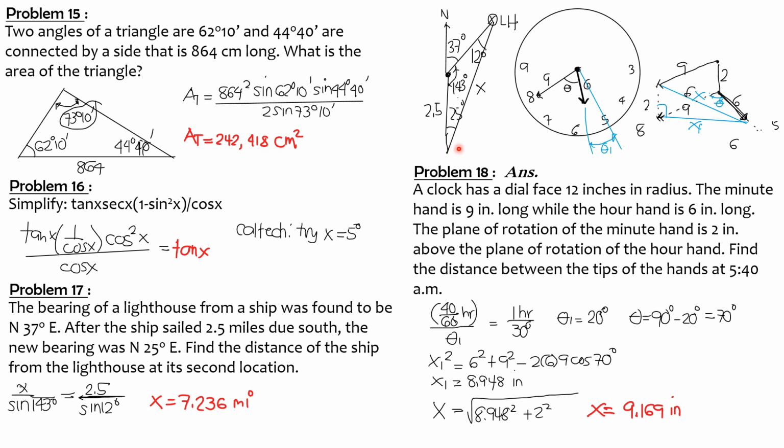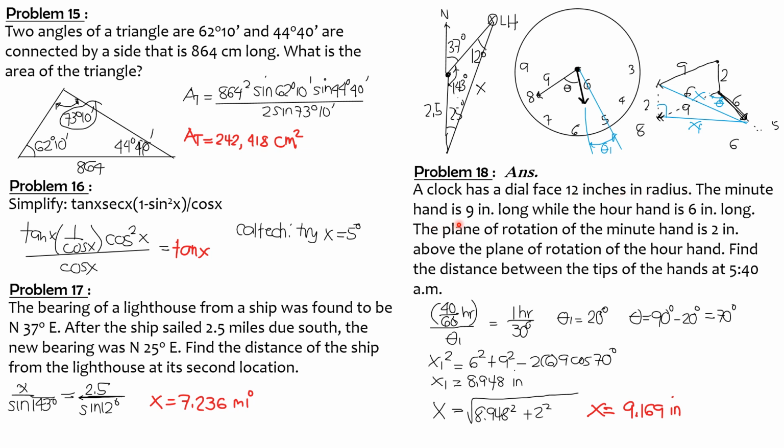So the distance of the lighthouse from this second location is denoted by x. This angle here is 180 degrees minus 37 degrees, which is 143 degrees. Since this is 25 degrees, this remaining angle is 180 degrees minus 143 degrees minus 25 degrees, which is 12 degrees. Then apply sine law: x is to sine 143 degrees as 2.5 is to sine 12 degrees. Solving for x, it is 7.236 miles.